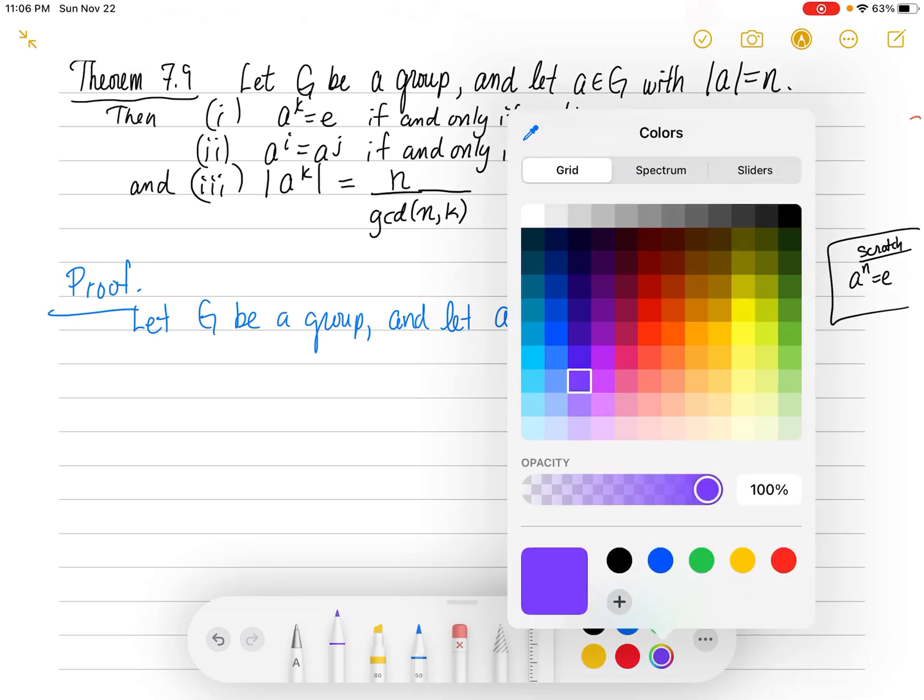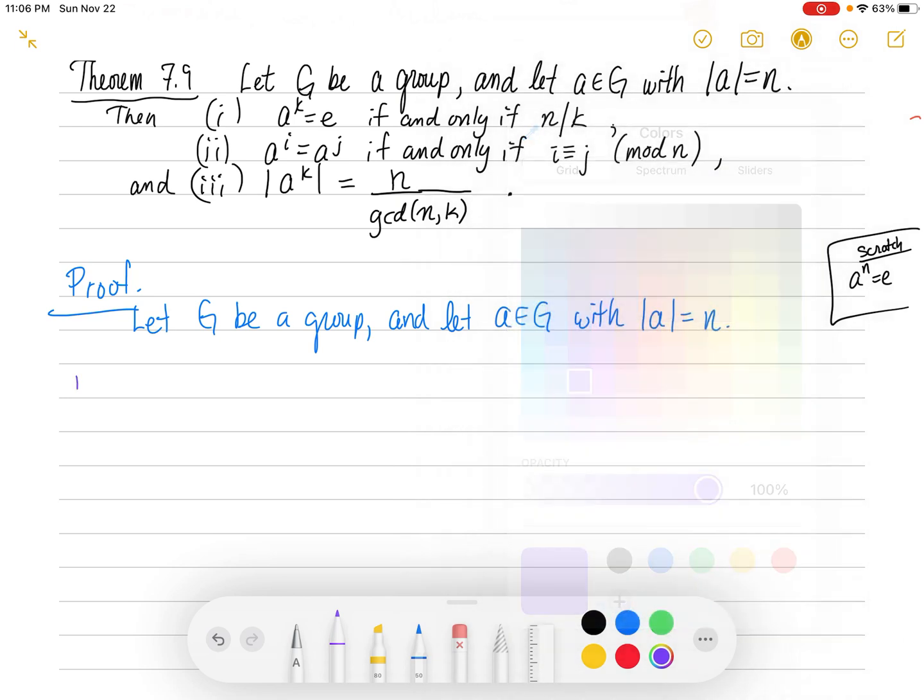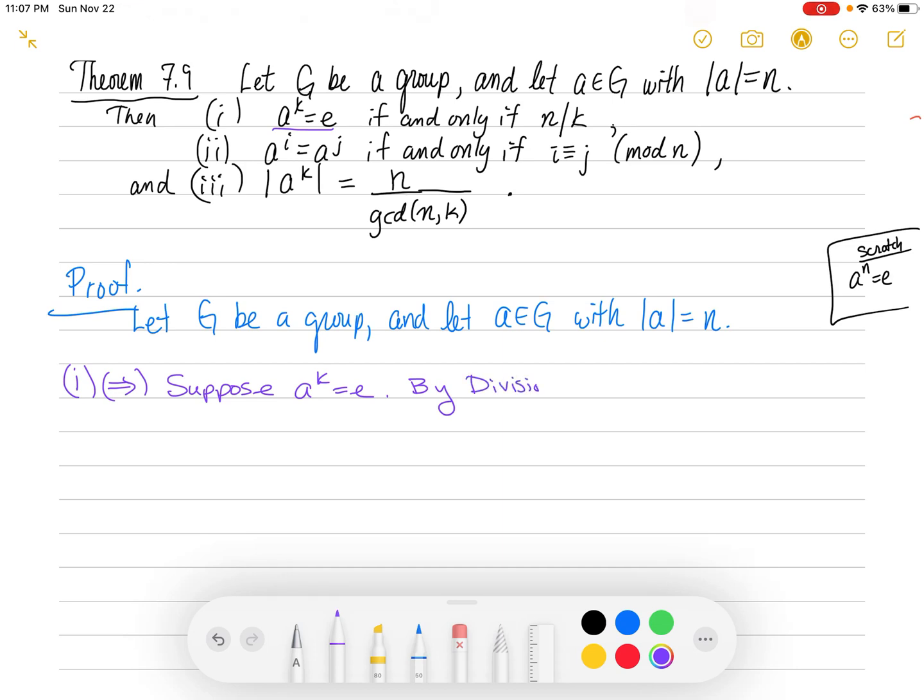Okay, so we're going to start by proving 1. Use purple here. Number 1. We want to show an if and only if statement. Let's begin with the forward direction. So, suppose a to the k equals e. The understanding here is k is a positive integer, so we can perform the division algorithm. Remember the division algorithm from a long time ago, way back in our first unit. It's the first chapter, actually.